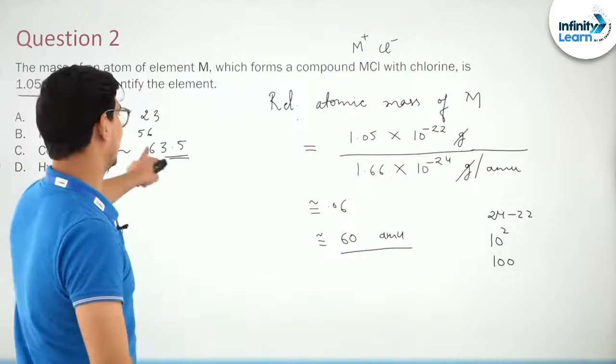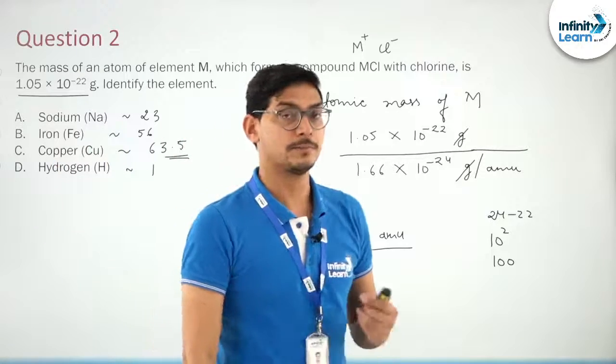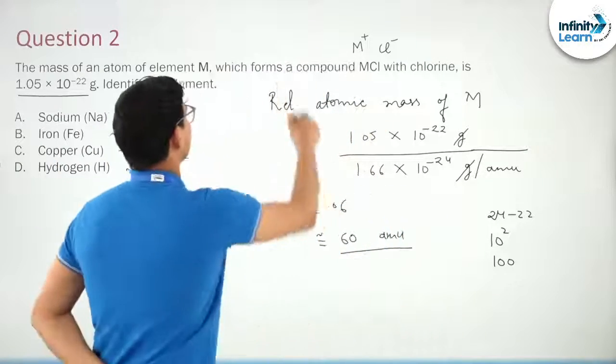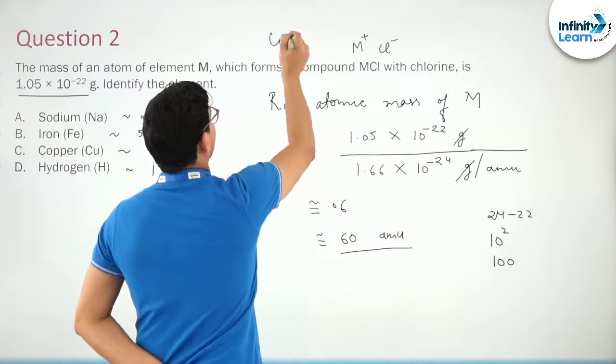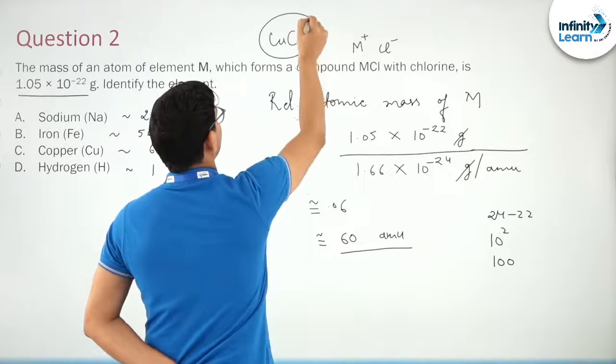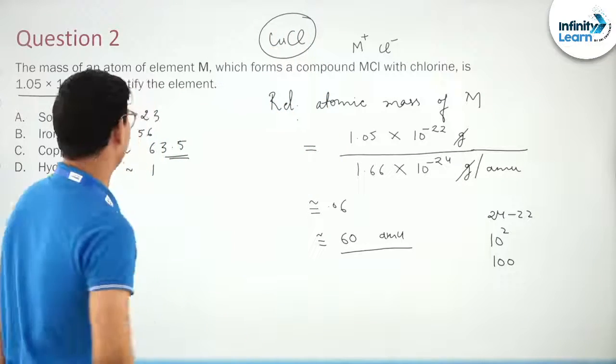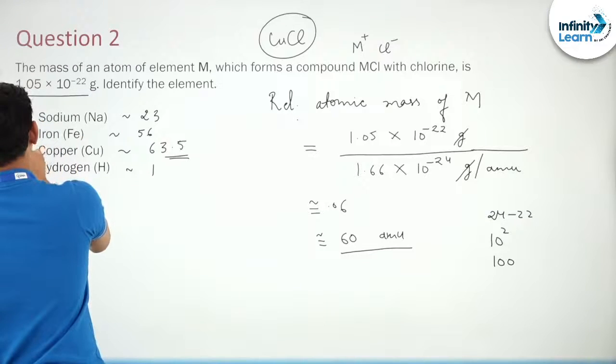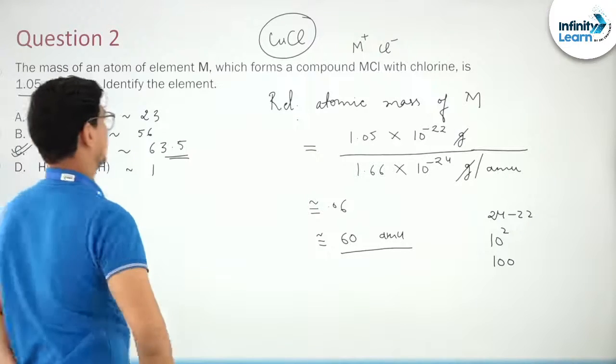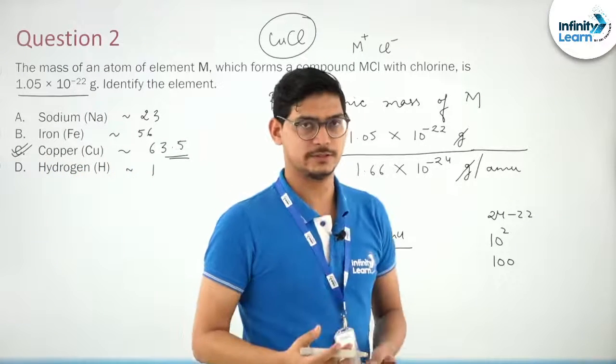So obviously our correct answer is copper. So copper is that element whose chloride we are talking about here. The compound is CuCl. Is that clear, right? So our answer is copper. I hope this question is clear to you.